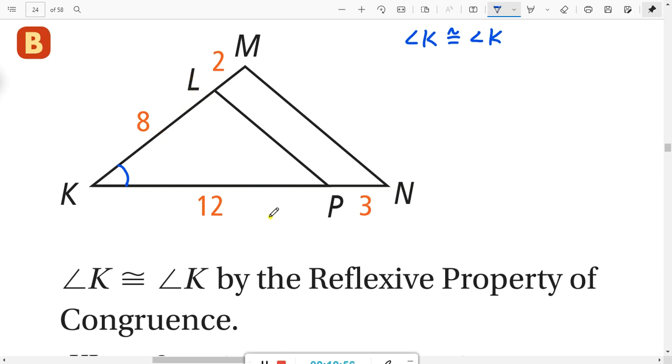So now in this case, since we only have two sides, we only have to set up two fractions. Now, in the numerators, I'm going to make that the smaller triangle. So that's going to be LKP. And then in the denominators, I'm going to make that the bigger triangle. So that's going to be MKN.